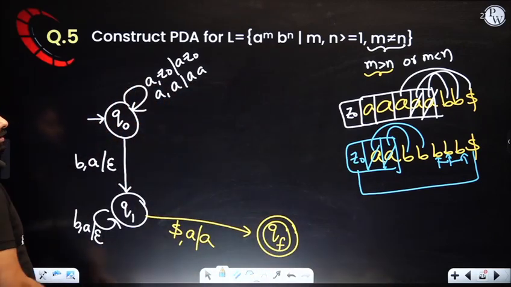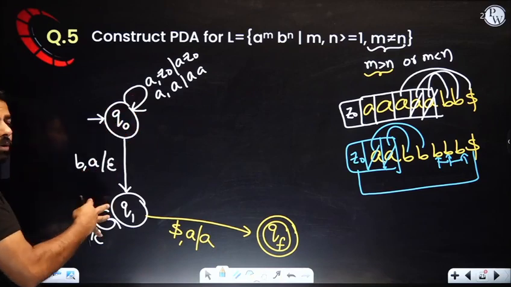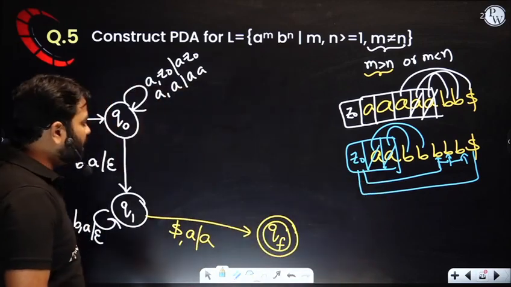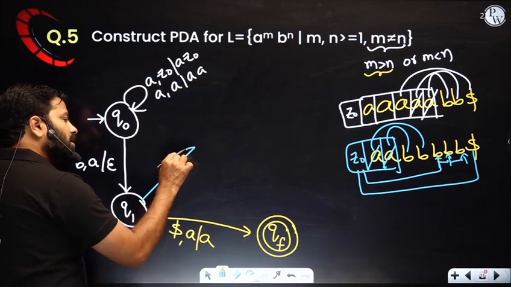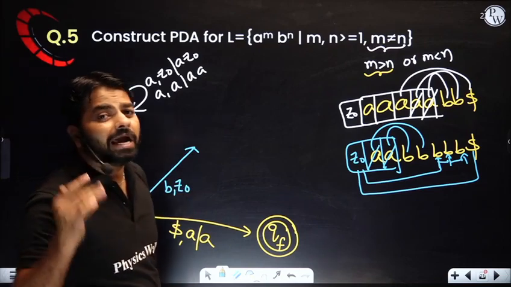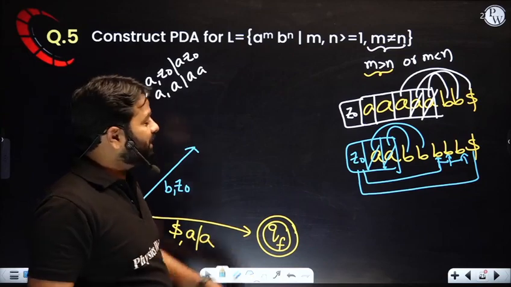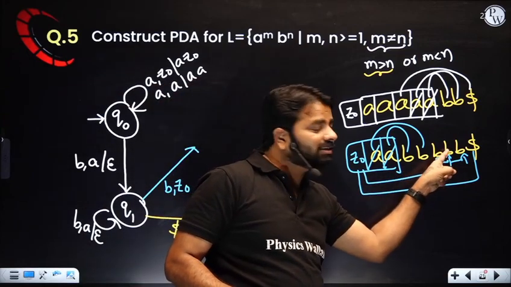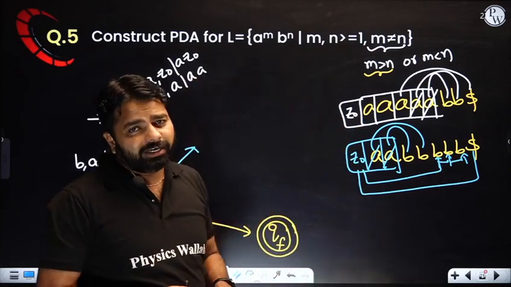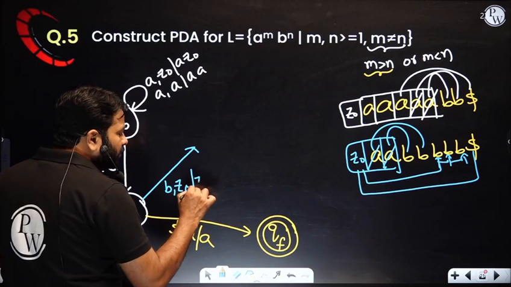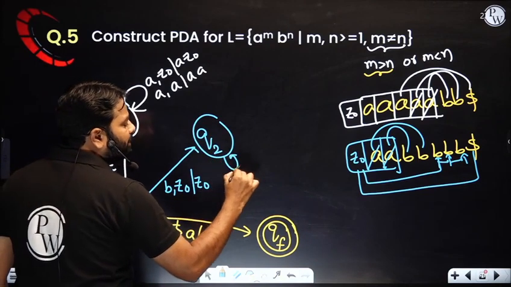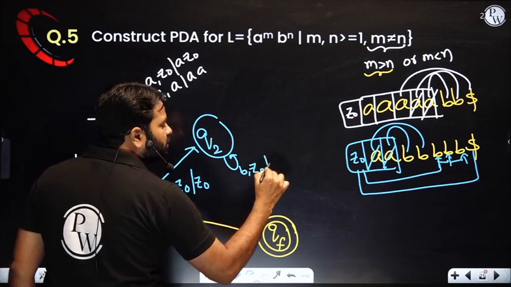Okay. Now same, A's you push, B's you keep on popping. At one point of time, B comma Z naught comes, right? B comma Z naught. From here, B comma Z naught. This situation will ensure more B's may happen, but not guaranteed. Because here, if there is any A left in between this, that's invalid string. If there is any A in this, that string is not from this language, right? Keep Z0 only, and let's say Q2. From this Q2, any B, every B, just you need to skip.